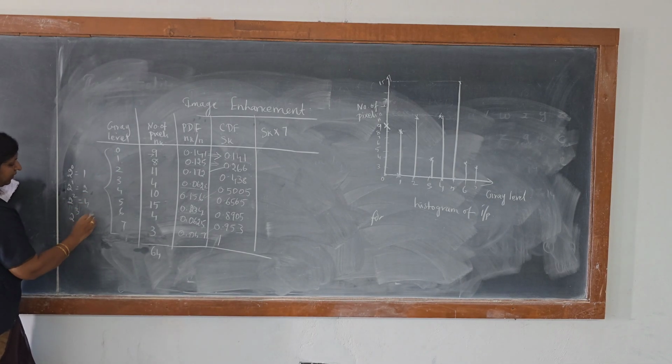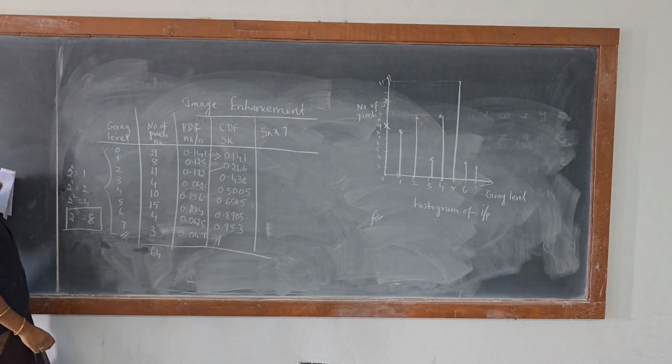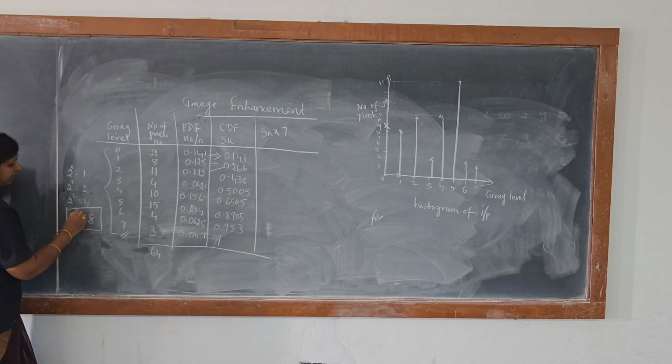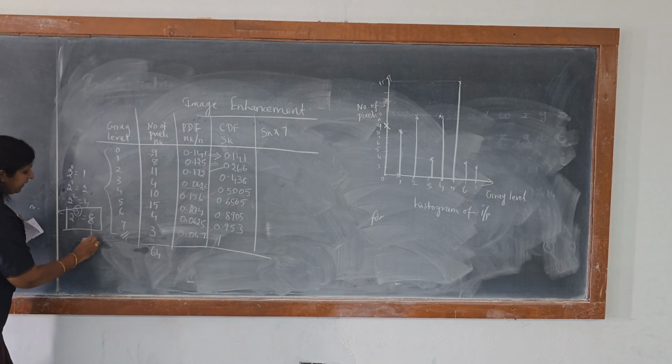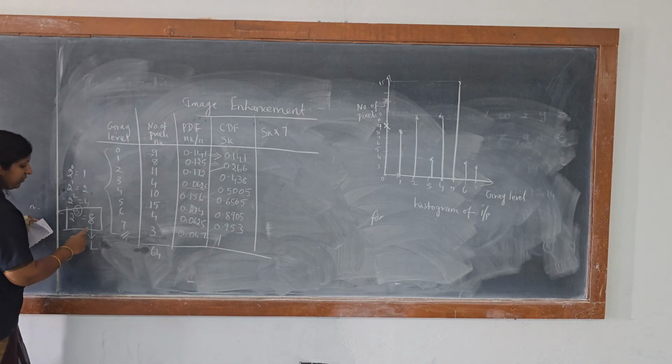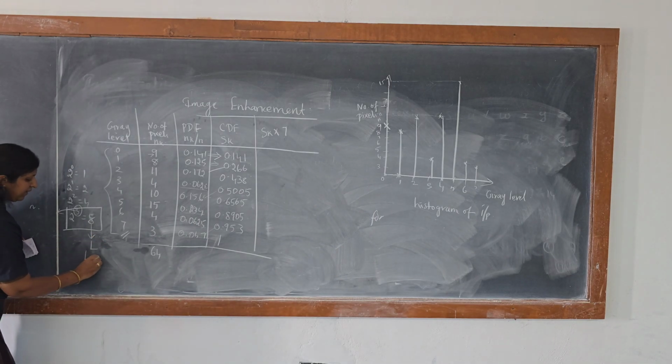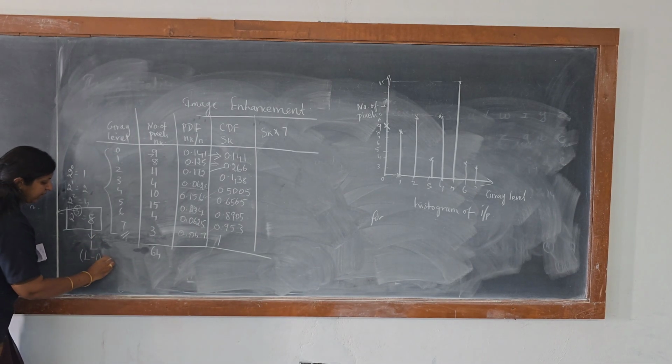Sorry, 2 power 3 is equal to 8. So the maximum intensity value here is 7. So 7 is very close to 8 and lesser than 8. So I am taking this relation. In this relation, 3 is the number of bits in the input image and 8 is the L value. So if 8 is the L value, then L minus 1 is 7.